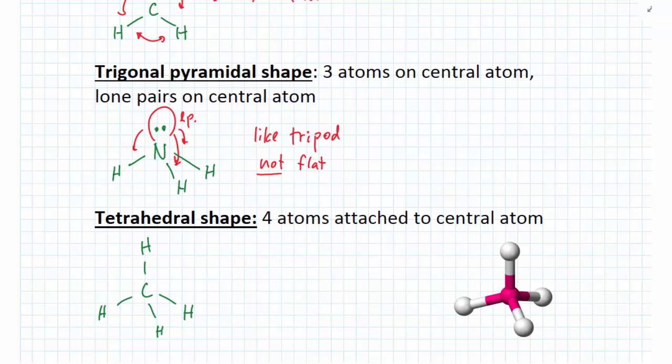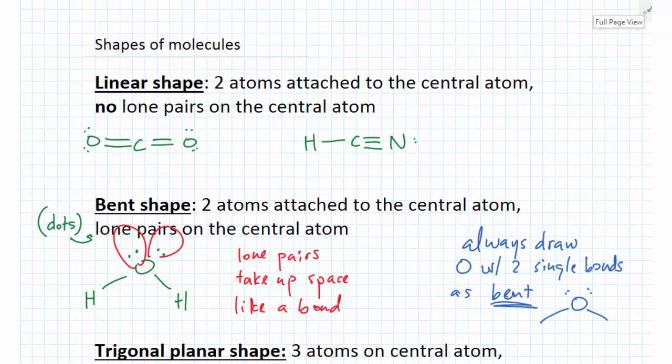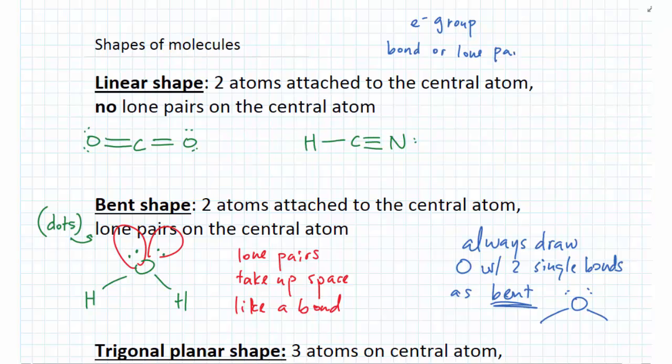Another way of organizing this is by electron groups. And Mastering Chemistry is going to ask you about electron groups. An electron group is just a bond of any type or a lone pair. Essentially something that takes up space on the central atom. So for it to be linear, how many things are there taking up space on the central atom on both of these?